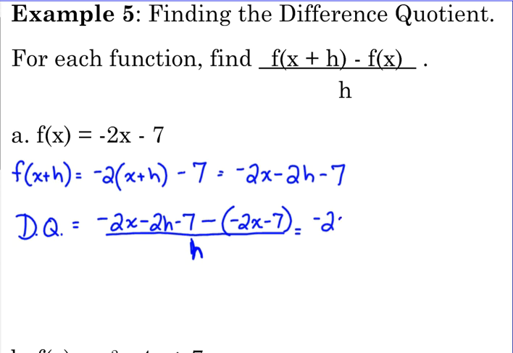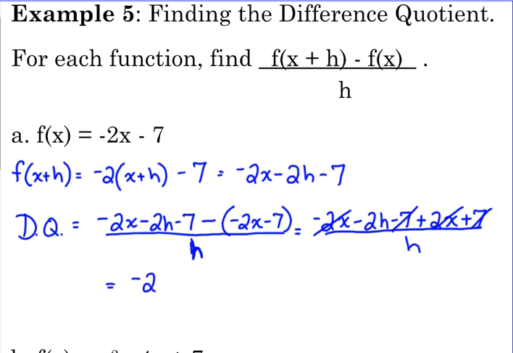All right, so let's distribute the negative. Plus 2x plus 7. So check out what happens. Our x's cancel, the 7's cancel, and we're left with negative 2h over h, and then the h's cancel. So this difference quotient simplifies all the way down to negative 2.